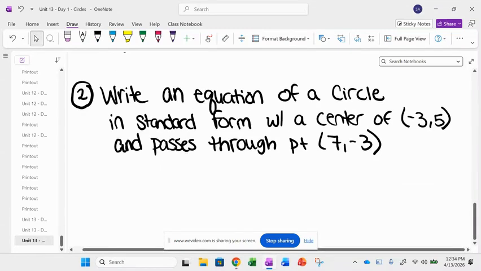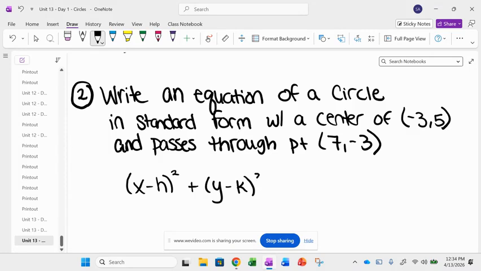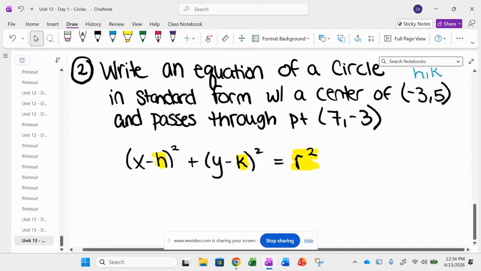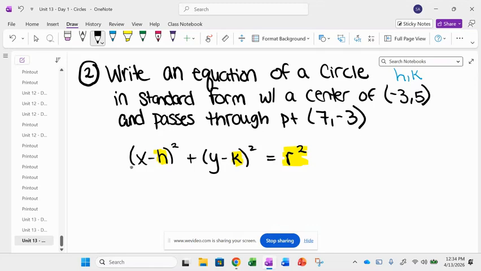All right, so again, I want an equation of a circle in standard form, so I'm going to write that out. The quantity of x minus h squared plus the quantity of y minus k squared equals the radius squared. And in order for this equation to make sense, I need a value for h, for k, and r squared. Well, we know the center is h comma k, so I already have an h and a k. So I'm going to plug that right in to my equation of a circle.